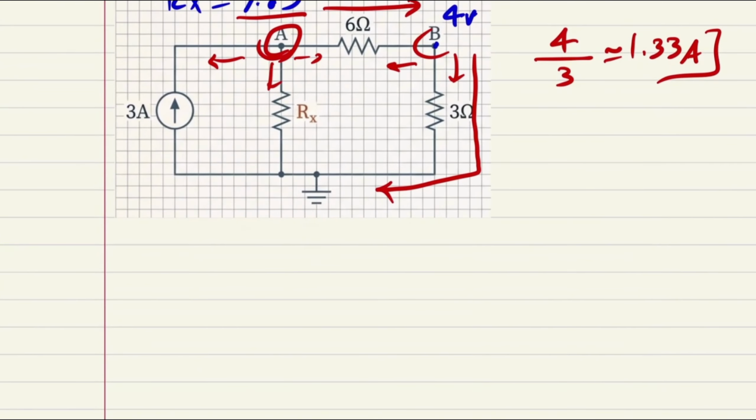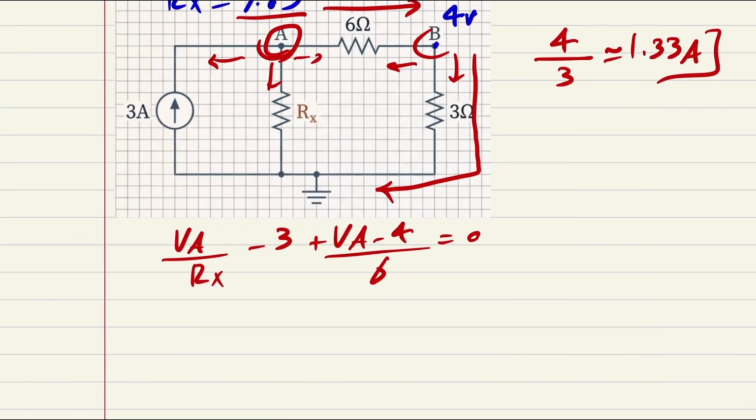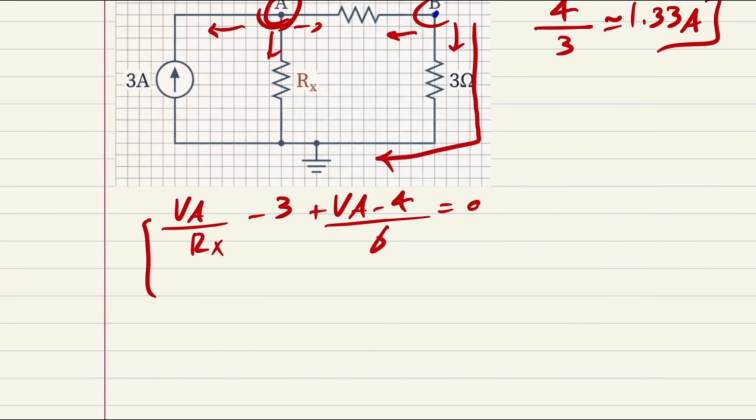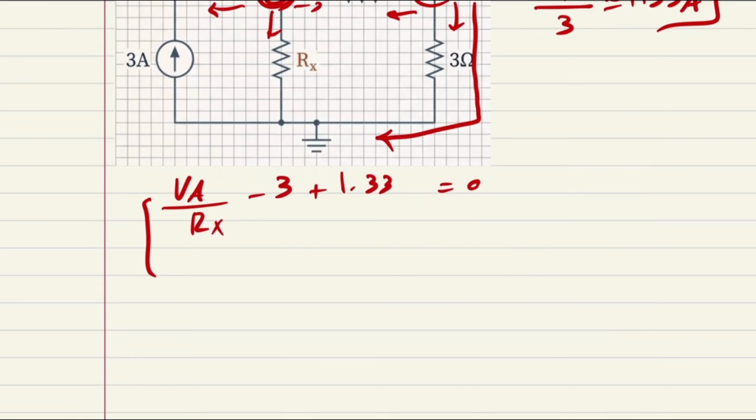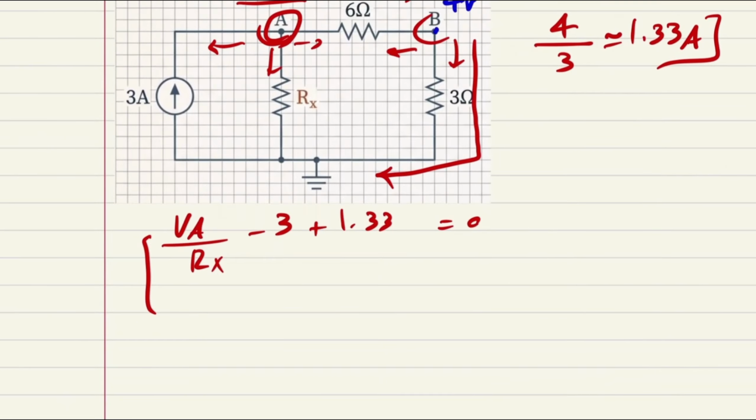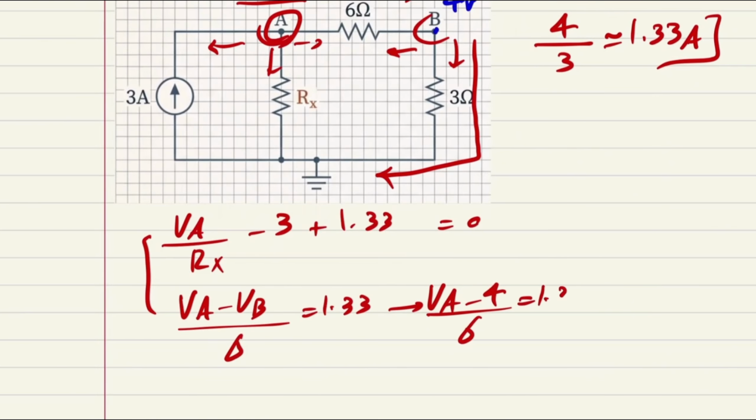So based on that, I know something. That V divided by Rx subtracted by 3 plus VA subtracted by VB, which is 4 volt, divided by 6 equals to 0. I also know that the current, obviously I don't need that, because as we know, the current on that point is going to be 1.33. But it's not enough. As you can see over here, I do have one equation, 2 unknowns. So what is another? Another unknown is that VA subtracted by VB, or 4, divided by 6 is 1.33. So I can say that VA subtracted by 4 divided by 6 is 1.33.